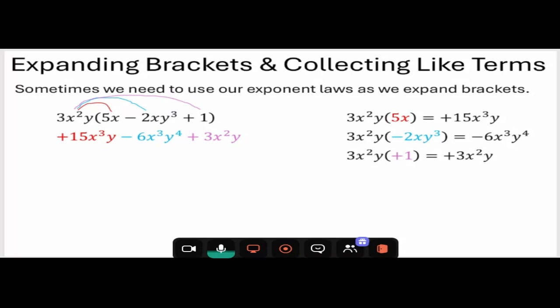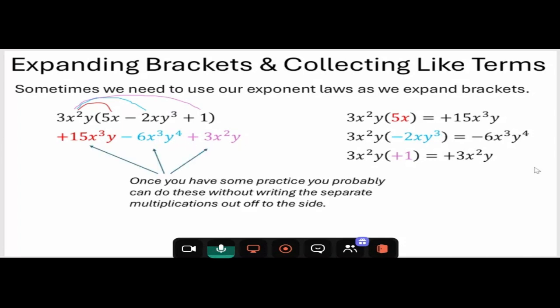And we would look to see if there's any like terms to collect, but there's not, because like terms have to have the exact same set of variables and powers, remember? So this one has x cubed y, which is not the same as x cubed y to the 4th, or x squared y. They're all different. I showed this over on the side here and did each of those separately. Once you get practiced, I don't think you need to do that. You just take the 3x squared y, you go 3 times 5 is 15, x squared times x is x cubed, and y is still there as well, right? So you can do this without rewriting all the stuff over on the side.